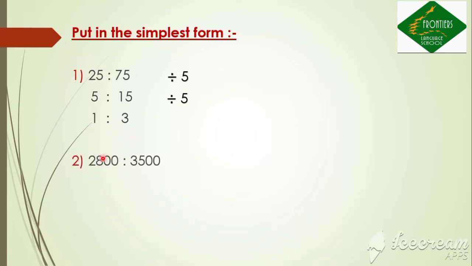Another, 2800 to 3500. Here we have zeros. We can divide by 100. It will be 28 to 35. Then 28 and 35 are divisible by what? This is in table 7. Then we can divide by 7. 28 divided by 7 equals 4, and 35 divided by 7 equals 5.